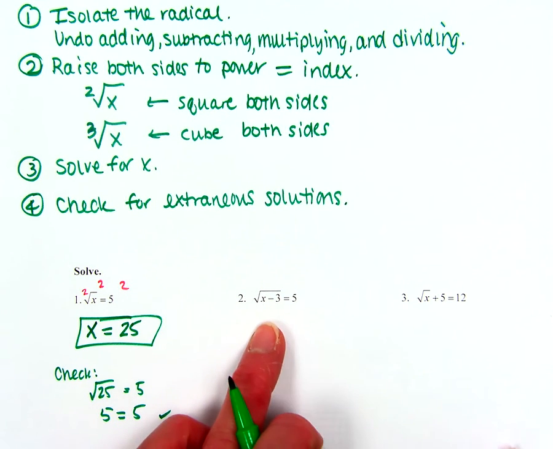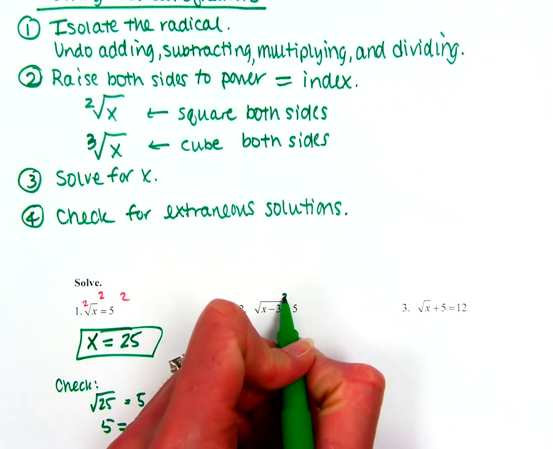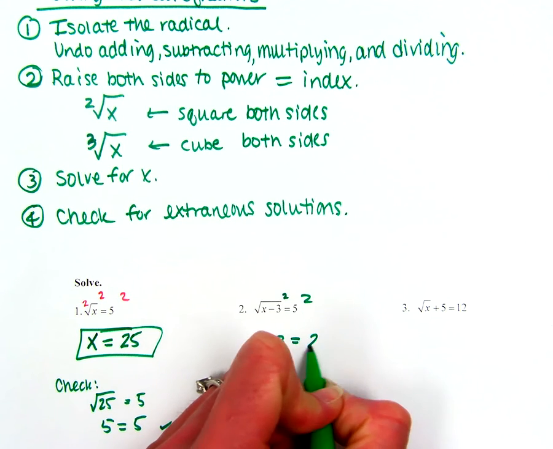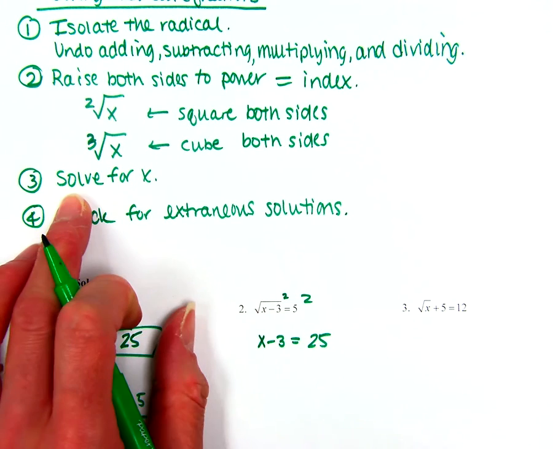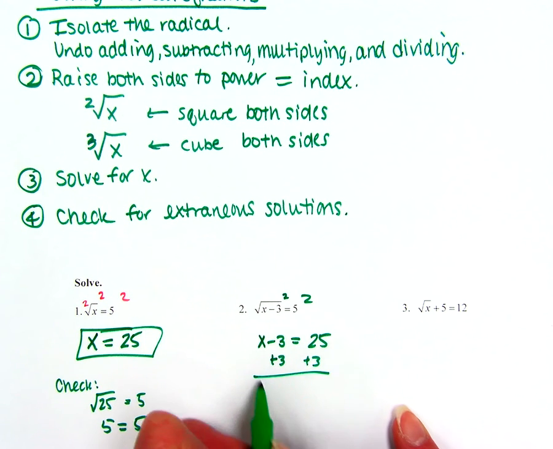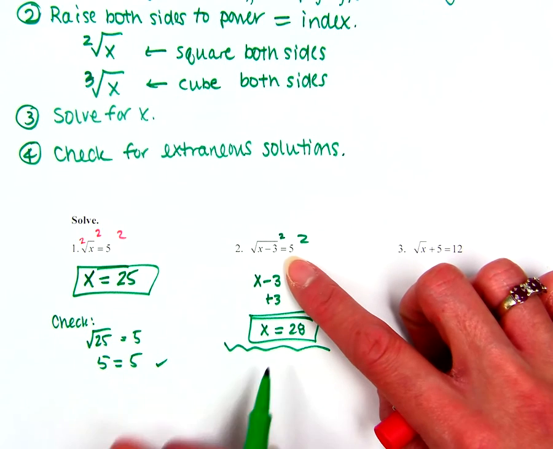All right, so number 2, is our radical isolated? Yeah, so we'll move on to step 2. We're going to square both sides. That cancels out our radical, so we have x minus 3 equals 25. Now we need to solve for x. So x is not by itself. We need to add 3, and we get x equals 28. So that is my answer, and I'm just going to go back to the original problem to check.